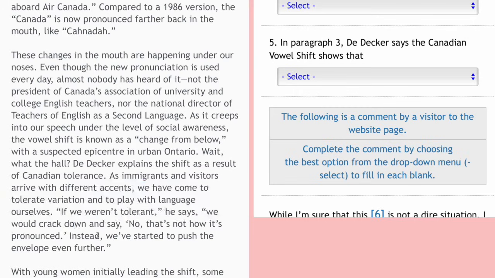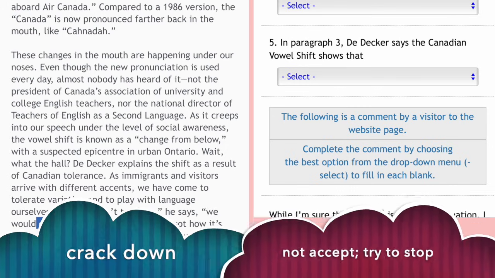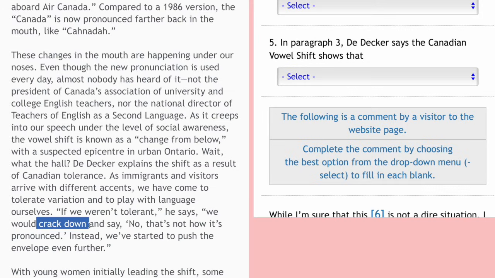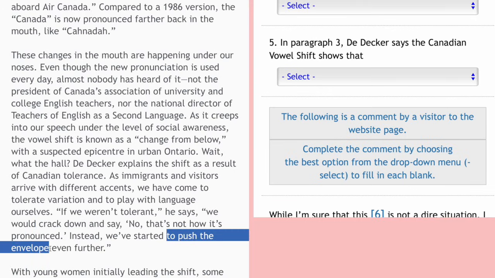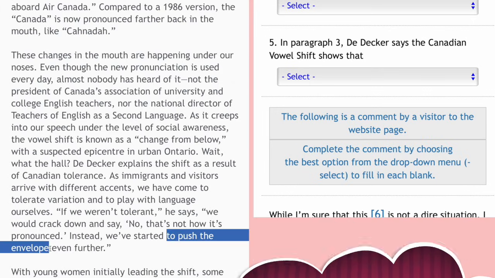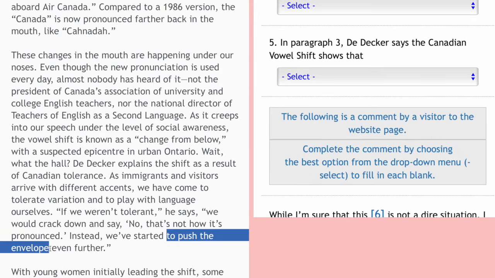So we accept it. We don't crack down. Crack down means not accept it, refuse to accept it or try to find what is wrong, crack down on it. And instead, we've started to push the envelope. Very good phrase here. Push the envelope means do something even more further. So we're doing it even more. So we are doing this or accepting this vowel shift even more.